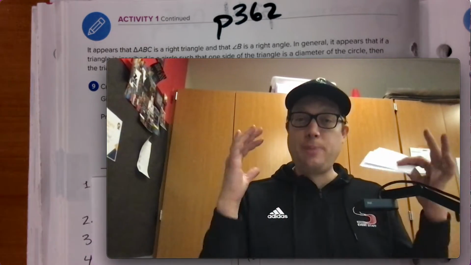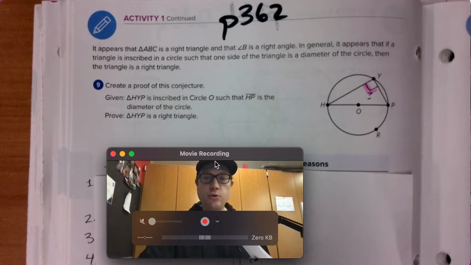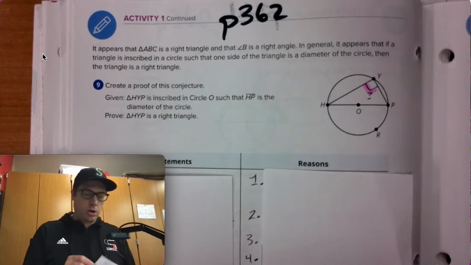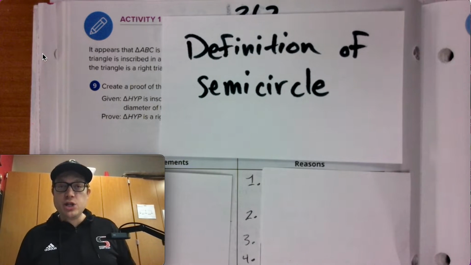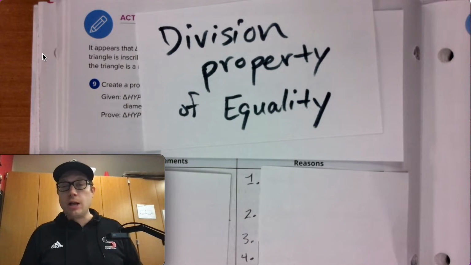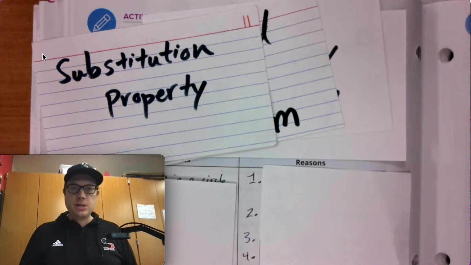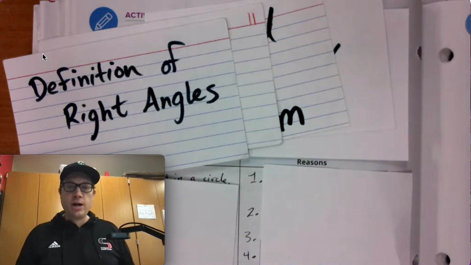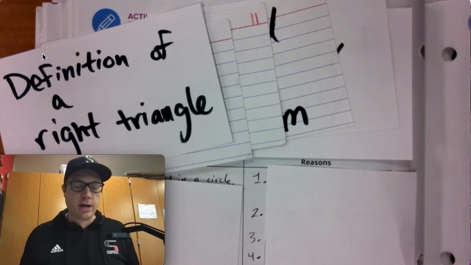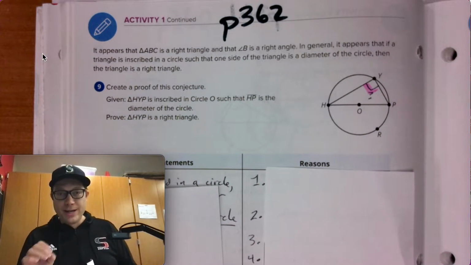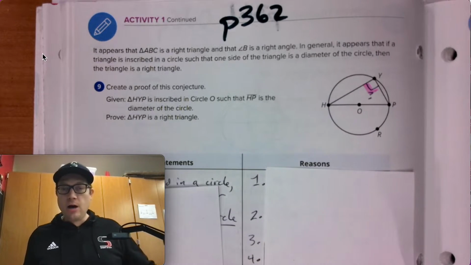Hey, we're going to go ahead and do page 362. We're continuing to talk about the inscribed angle of an intercepted arc. And in order to be ready for our video, please make sure that you have created the following note cards for our lesson today. Make sure you've got definition of a semicircle, the division property of equality, the inscribed angle theorem, substitution property, definition of right angles, and definition of a right triangle. Those are going to be our reasons for our proof today of this video.